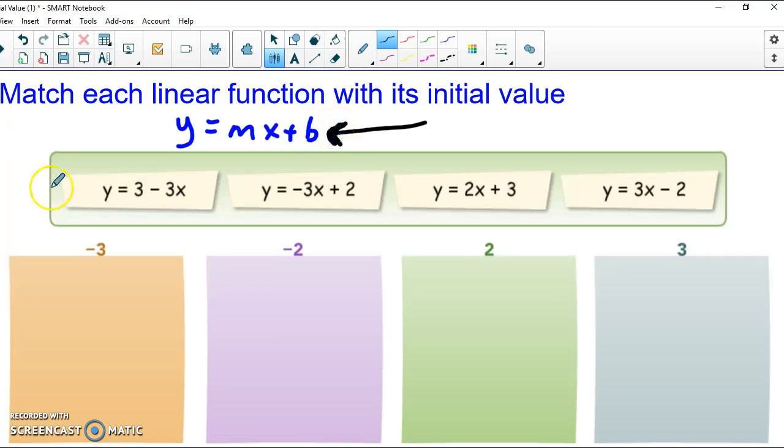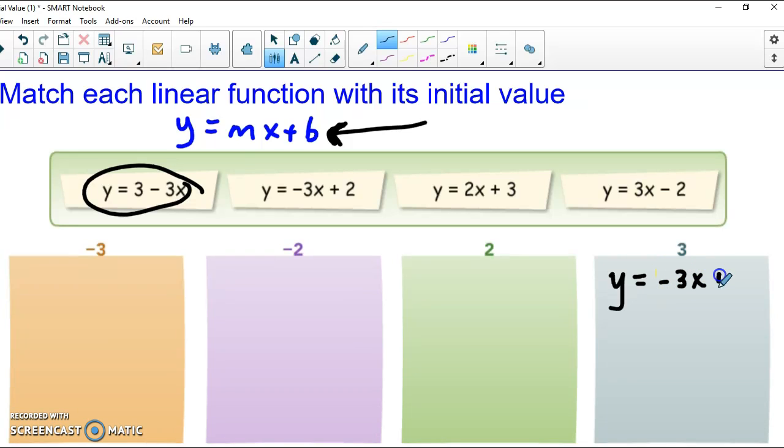So as I look at this first equation here, y equals 3 minus 3x. I see that the number attached to x is this -3, and my initial value, the constant that I'm combining with this x term, is a +3. So this equation has an initial value of 3.